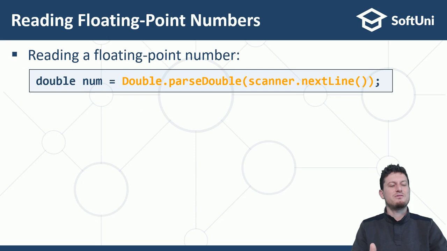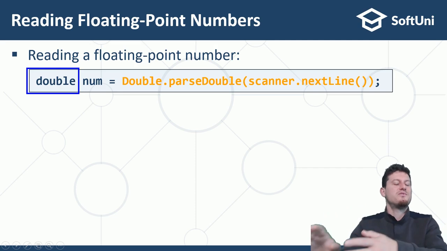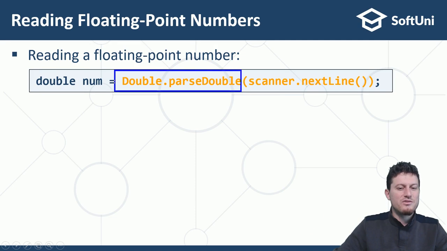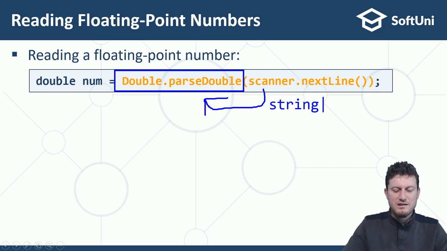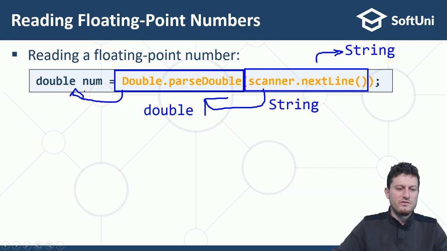Okay, let's go ahead and learn how to read floating point numbers. Floating point numbers are numbers which hold an integer part and a fractional part, like 3.14. They are stored in a type called double, or double precision floating point number, and we use parseDouble, with capital D in Java, to convert from string to double. And this console scanner.nextLine always returns string or text, and this text is converted to double, then it's stored in this variable number.